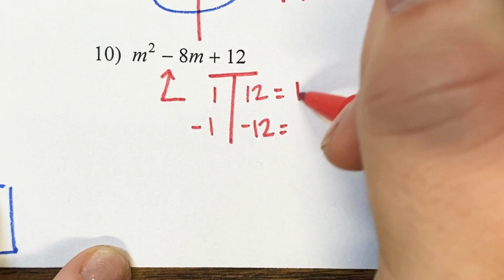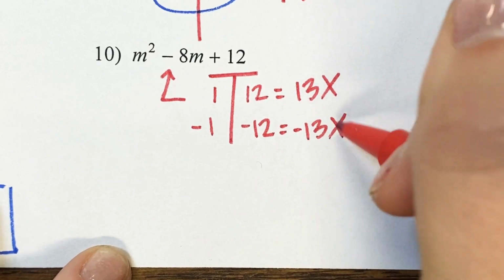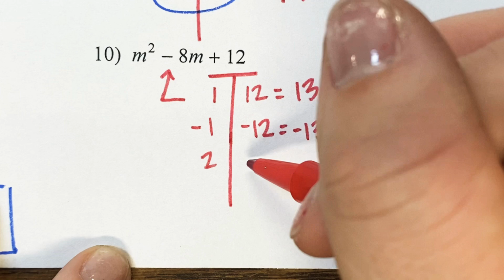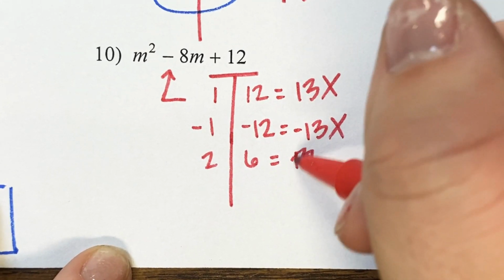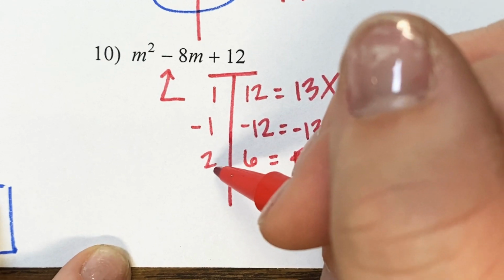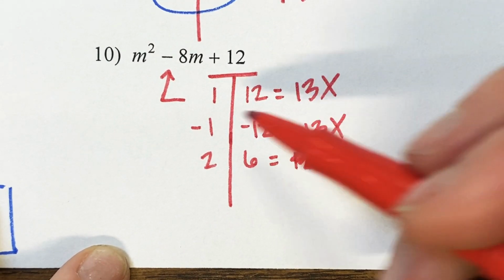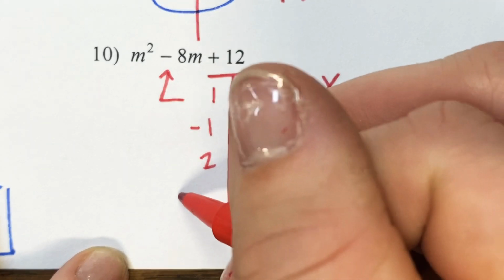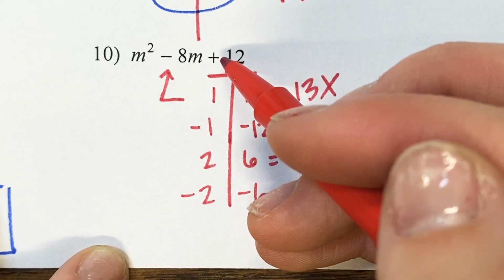1 plus 12, that's 13. Nope. We need negative 13, so nope. But let's keep trying. What about 2 times 6? That will give me 12. When added together, 2 plus 6 will give me positive 8. Ooh, close. We're looking for negative 8. Well, what about negative 2 and negative 6? Because a negative times a negative still gives me a positive.